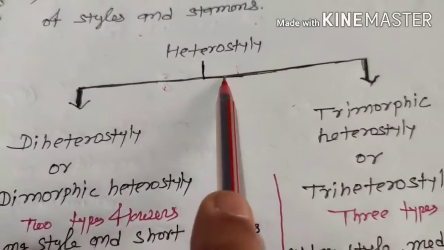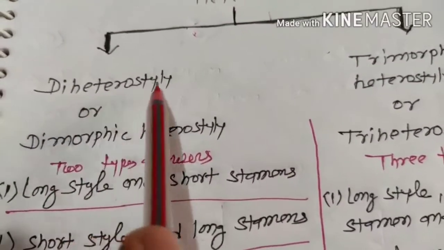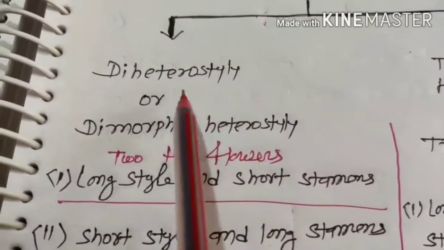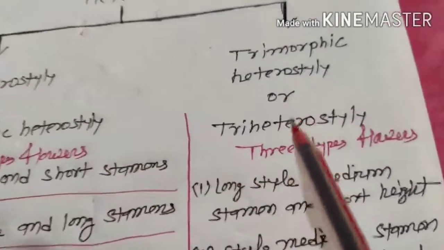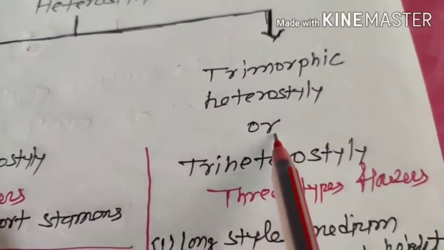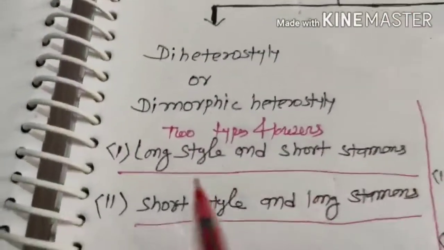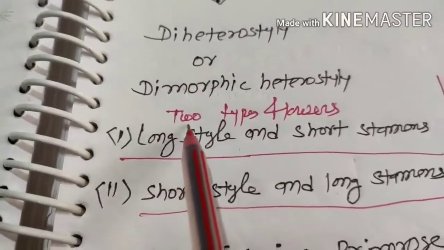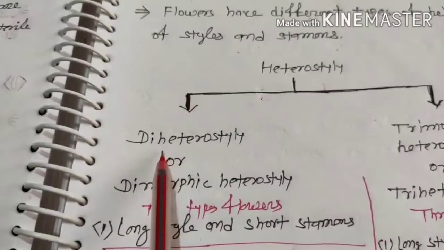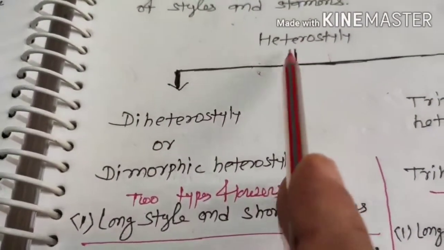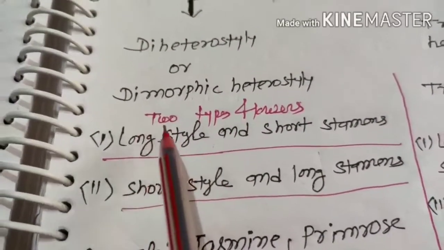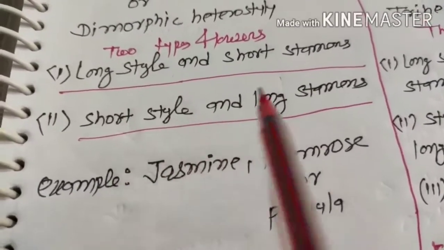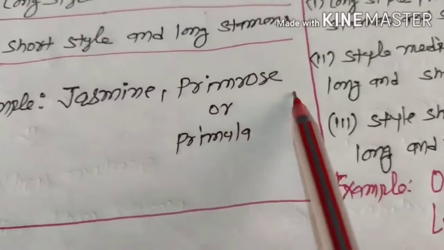Heterostyle is divided into two categories. The first is diheterostyle and the other is triheterostyle. Diheterostyle is also called dimorphic heterostyle, and triheterostyle is also called trimorphic heterostyle. Now, in the case of dimorphic or diheterostyle, di means two. So this type of heterostyle contains two types of flower. The first is long style and short stamen, and the second is short style and long stamen. Examples: jasmine, primrose or primula.